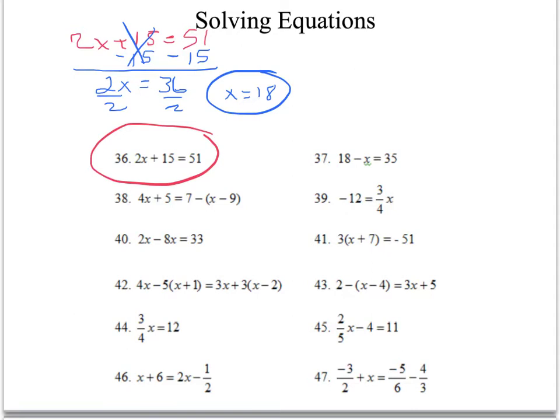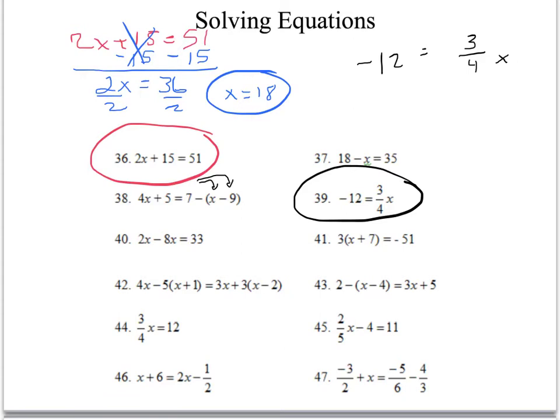The next problem I'm really interested in is 38. I'm not going to do it for you, but real quick I'll talk about it. Before we can do anything else in number 38, we're going to have to distribute that negative sign. And then remember, we're going to get all the x's on one side of our equation, all the constants on the other side of the equation, and then we can solve. A problem like number 39, I see a ton of mistakes. Negative 12 equals 3/4 x. There's a fraction in front of our variable.